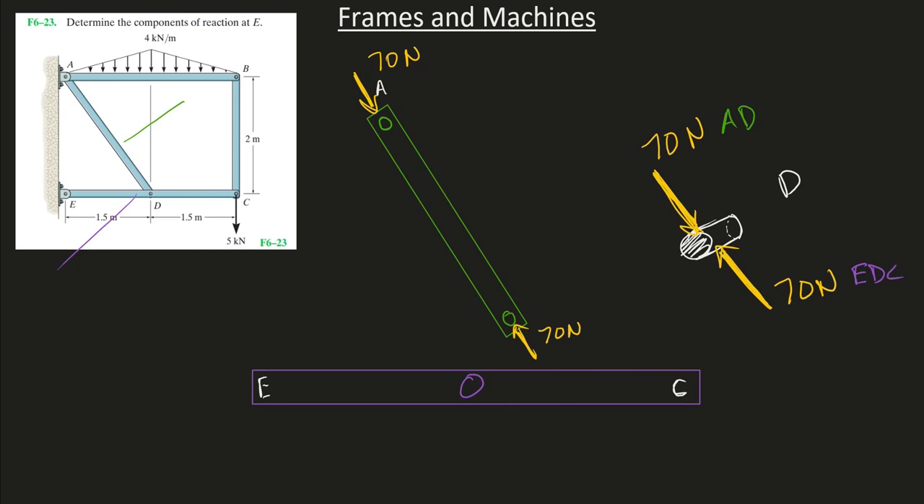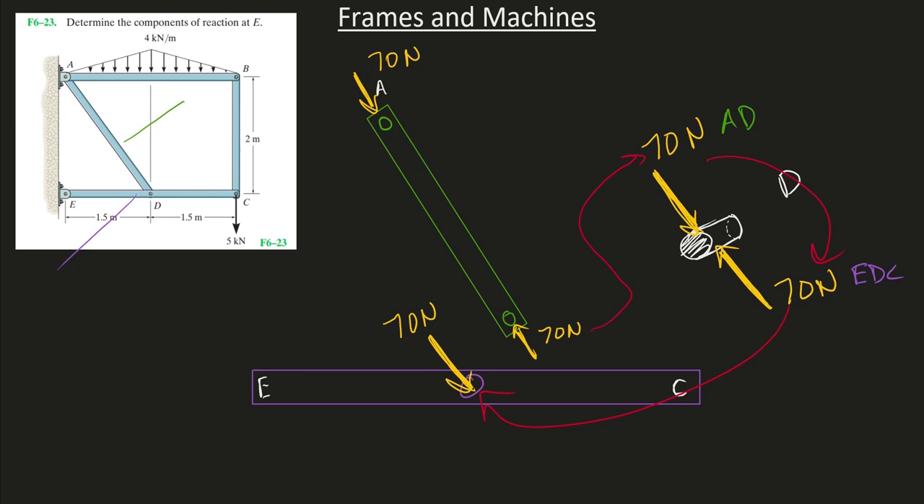Well, we can do Newton's third law one more time. If EDC is putting this 70 on this pin, let's reverse that. That means this pin is putting this 70 on our purple member EDC. So what we have here is a perfect transition of force, 70, 70 to this 70.